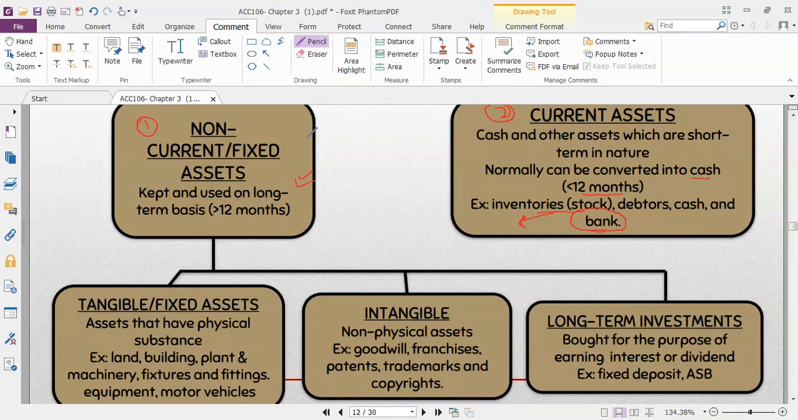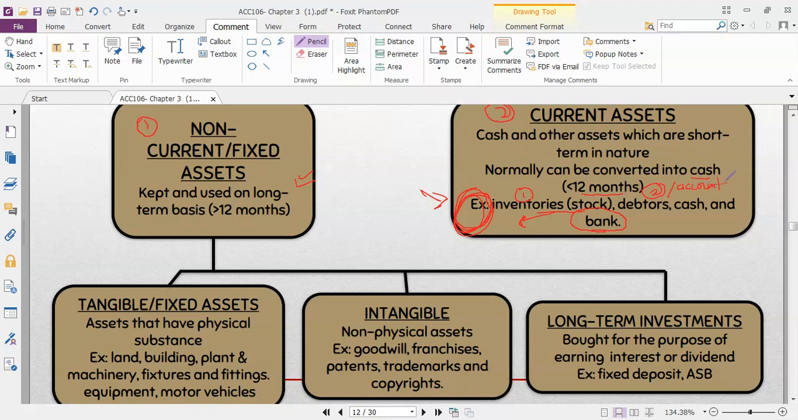Okay, then you know that the current asset, what is the example? This is the things that you must know. Important for you to know. If I said, what is current asset? Current asset is, for example, the first one is inventory. Untuk paper, kamu kena tahu 4 benda ni saja dalam current asset. Yang pertama adalah inventory. Yang kedua debtors ataupun nama lain dia apa?